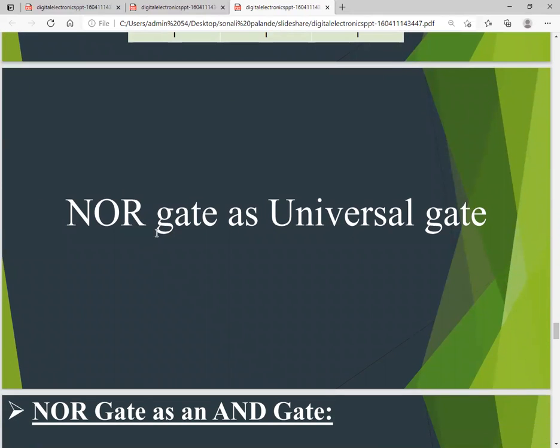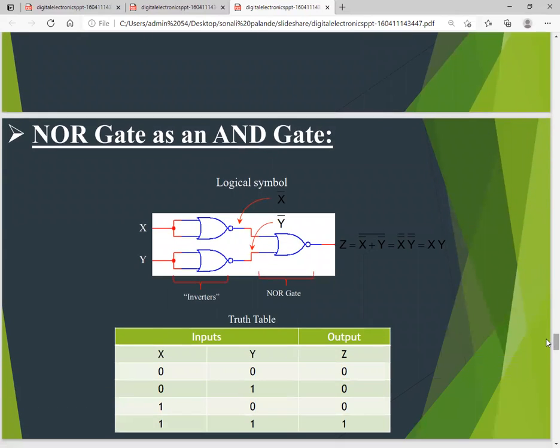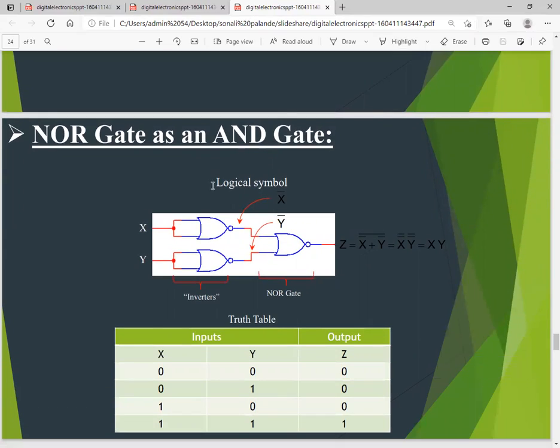So another topic is the NOR gate as a universal gate, or why the NOR gate is called the universal gate. So first one is the NOR gate as an AND gate. So here we take three NOR gates connected to each other. This is the logical symbol, a circuit of the NOR gate as an AND gate, and this is the truth table of this.